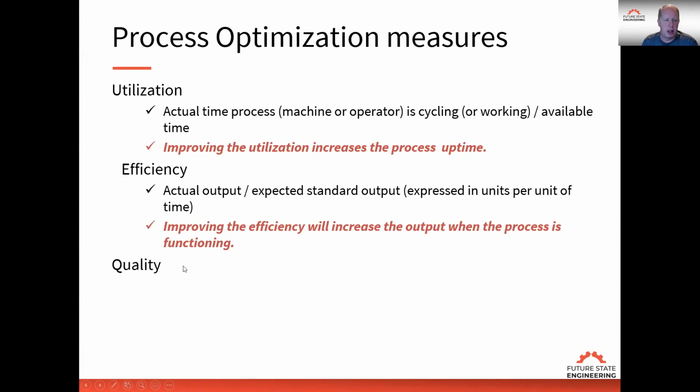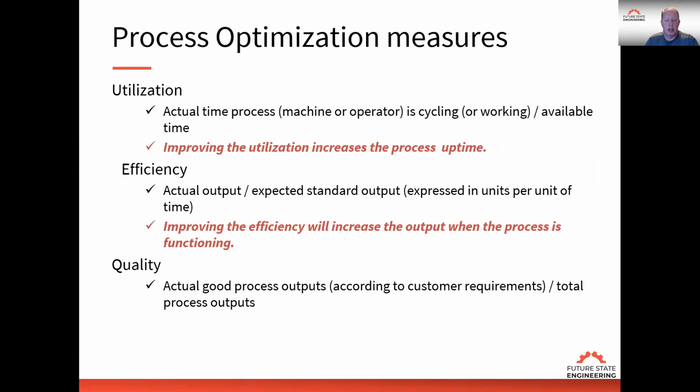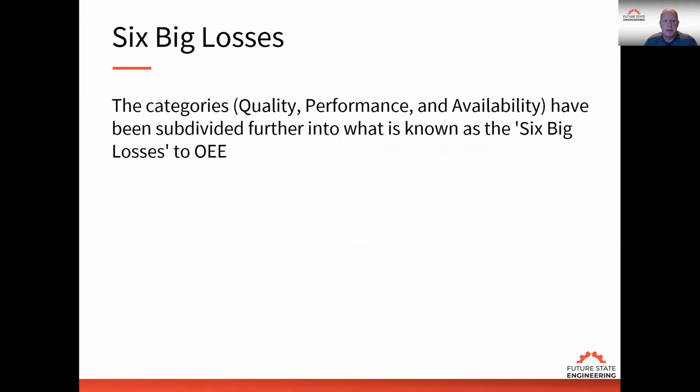Our third measure is our quality measure. It looks at the actual good pieces off the process, according to the customer requirements, against the total process outputs. This is usually measured in first time right or first pass quality, and improving this will improve the first time right. So now let's look at the big losses.